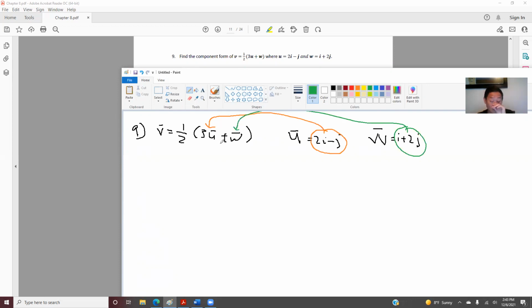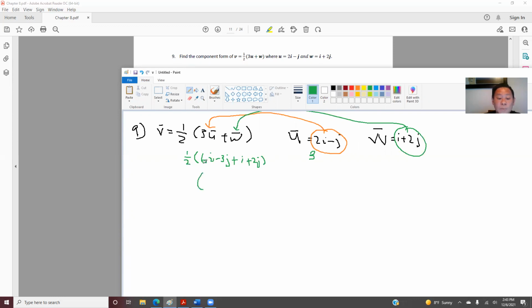First, order of operations: inside the parentheses. Because there's 3u, you have to multiply vector u by 3. So you will get 6i minus 3j, plus vector w, which is just i plus 2j, and then you combine like terms. Once you combine like terms, you multiply this by 1/2.